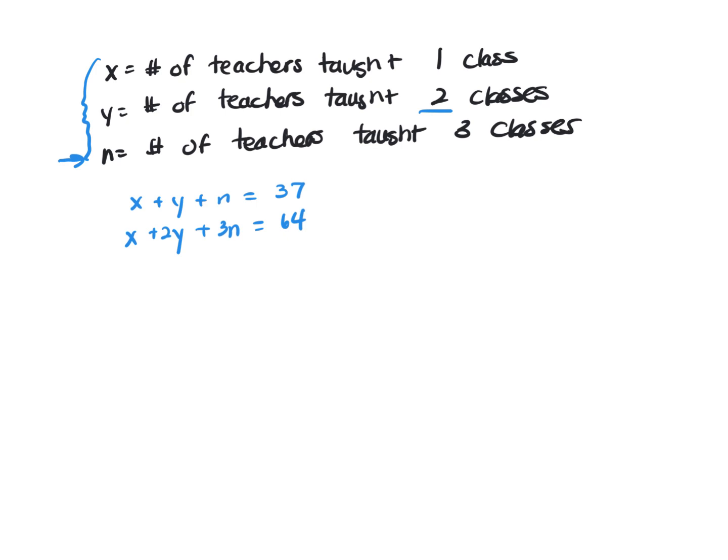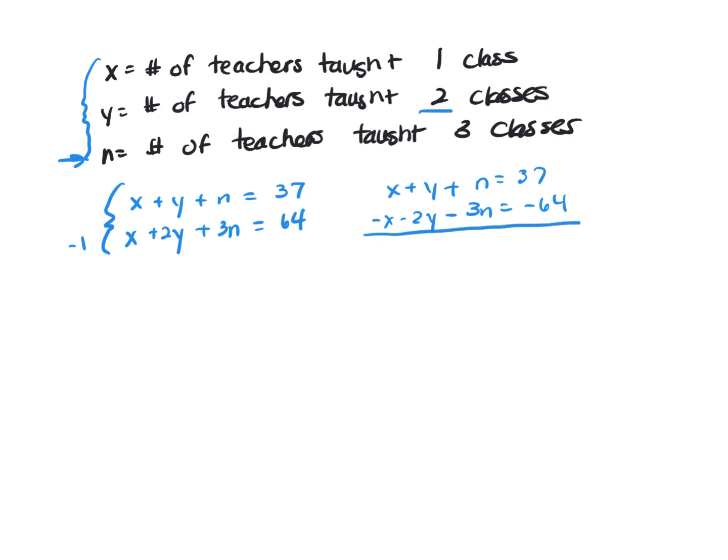Now, that's a system of equations, and I would like to add those 2 equations together and get rid of at least one variable. I don't want to get rid of N because that's what I'm solving for. So let's take the top equation and leave it alone. I'm going to multiply -1 times each term of the lower equation, both sides. And that's -x minus 2y minus 3n is -64.